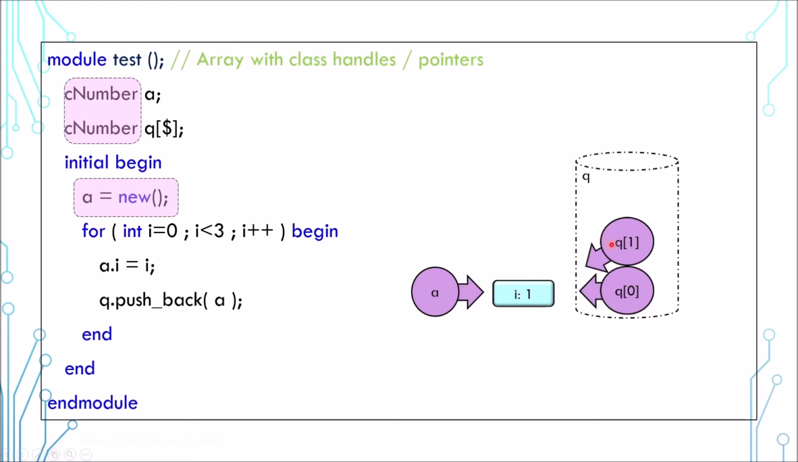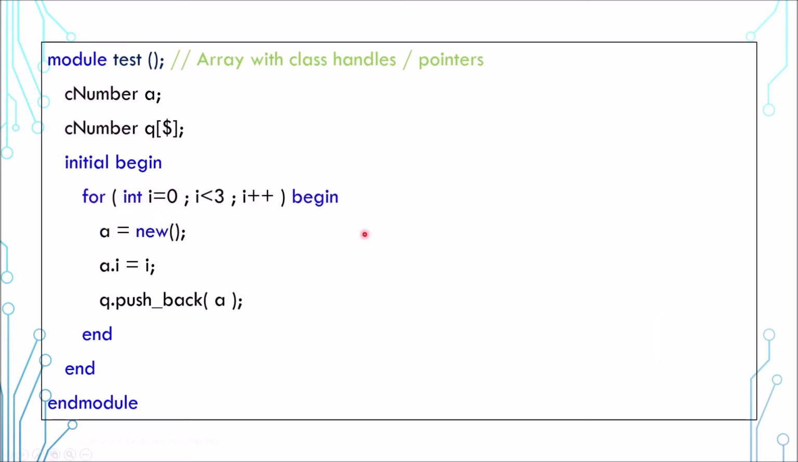In fact, Q0 and Q1 are pointing to the same object as a. If we do it again, the behavior is the same. At the end, even though we have an array of 3 pointers, we only have one object. This is the wrong way of using array with pointers. The correct one should be that the constructor is called inside the loop.